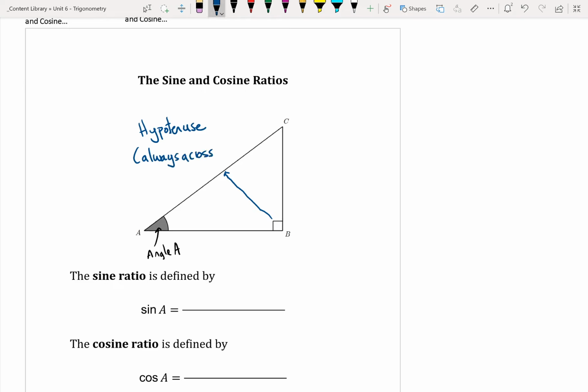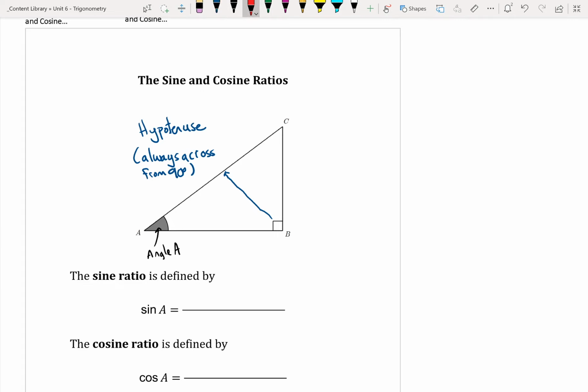Always across from 90 degrees. So this side is always going to be across from the right angle, or 90 degrees.